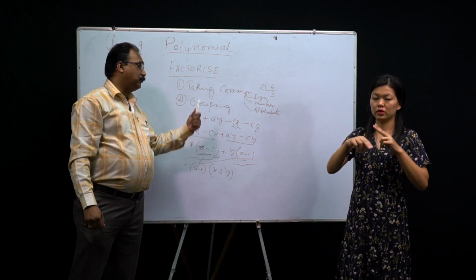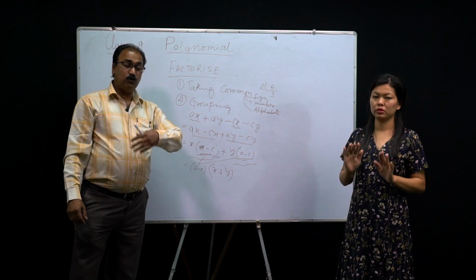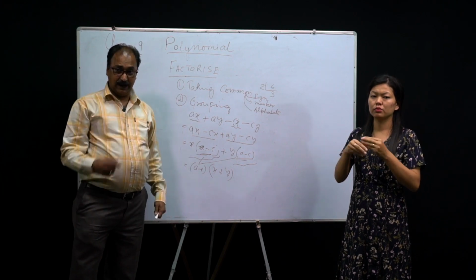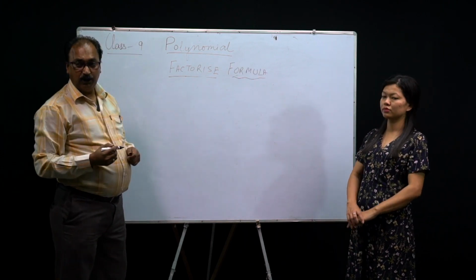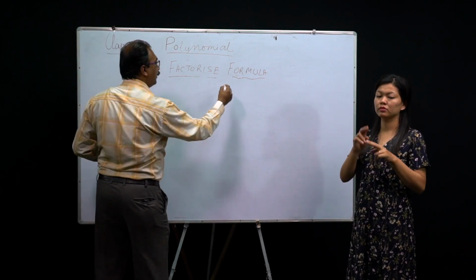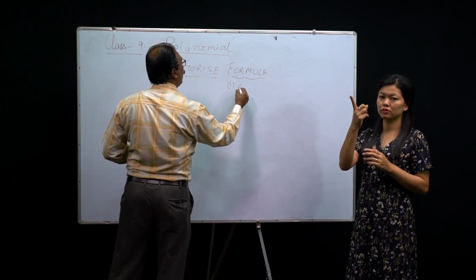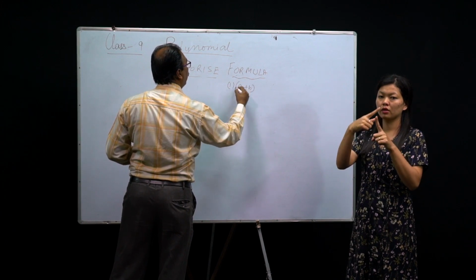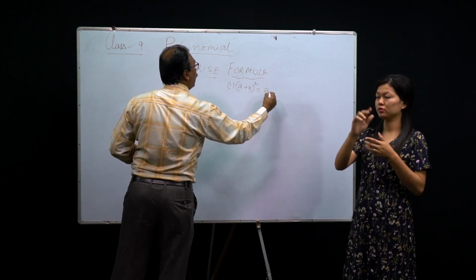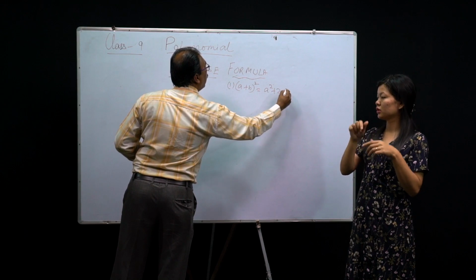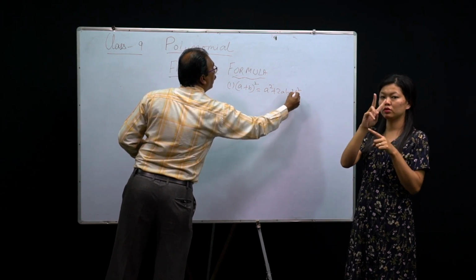Clear? Then we will come to applying formula. How to factorize by applying formula, I'll come to the next part. Now formula. Look at here, formula. What is the formula? First one, we used to know a plus b whole square formula. What is the formula? A square plus 2ab plus b square.